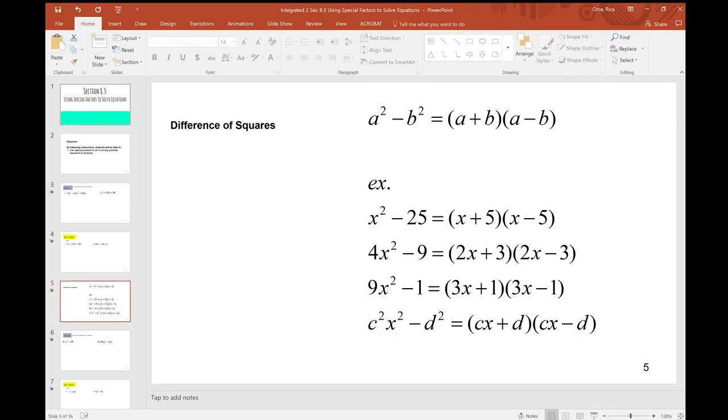What's a difference of squares? Well, the word difference means to subtract. We are subtracting two perfect squares.